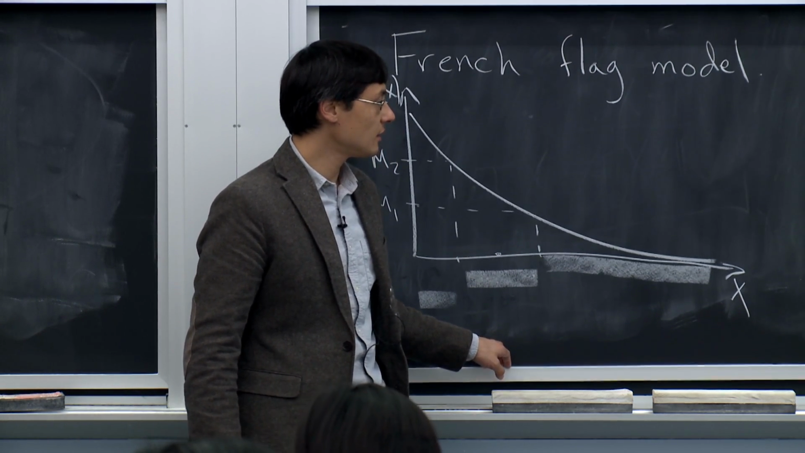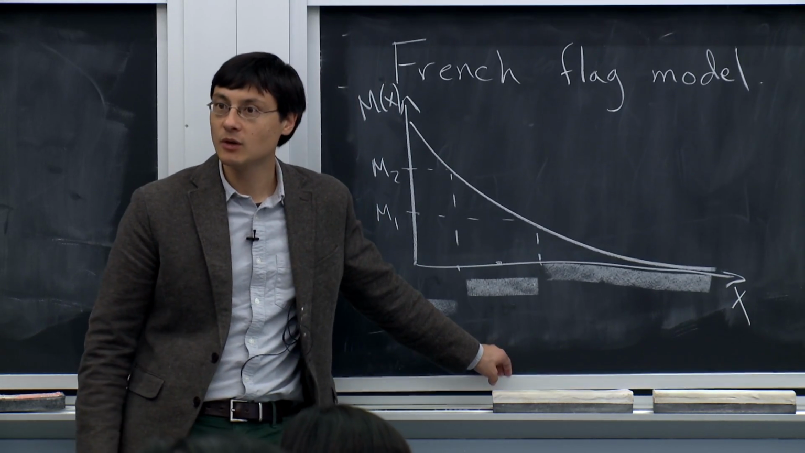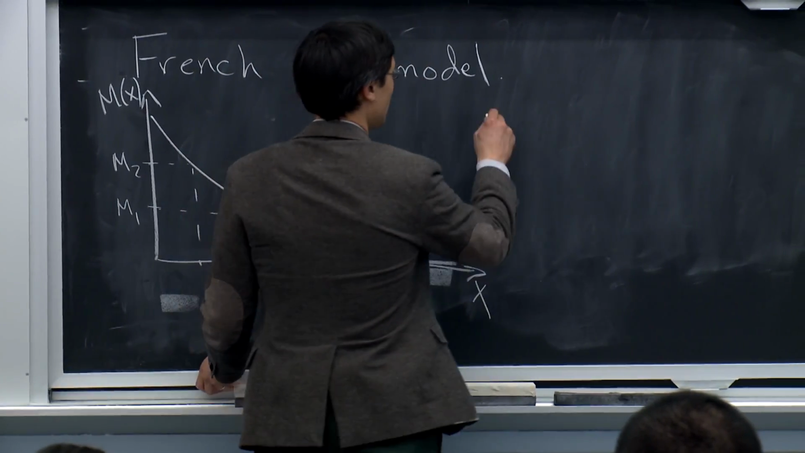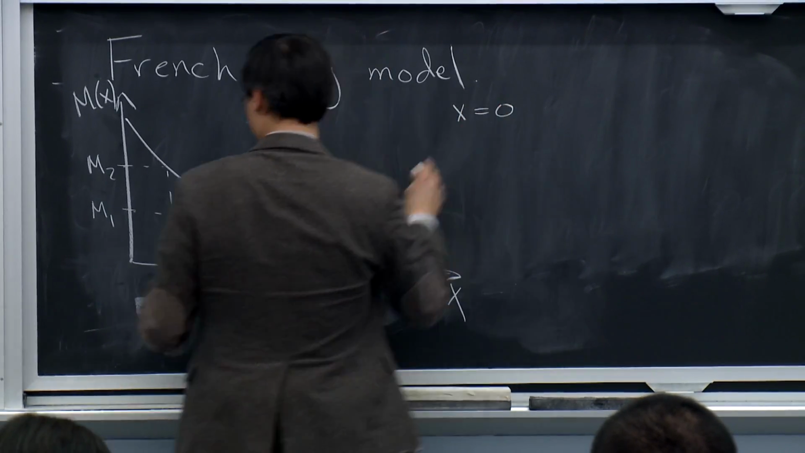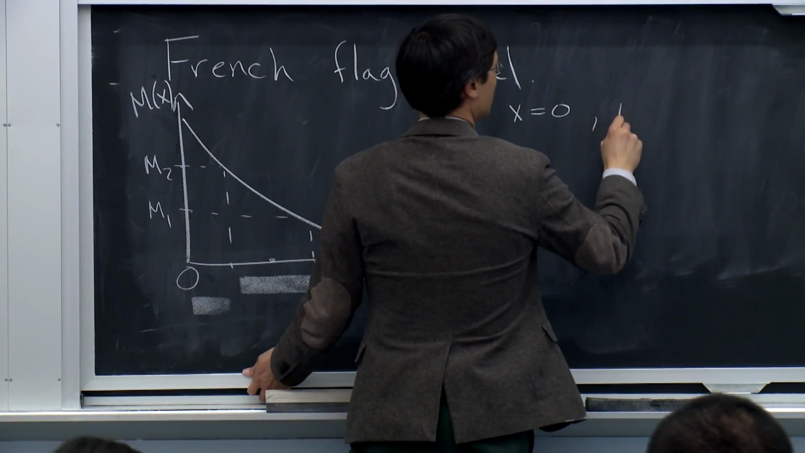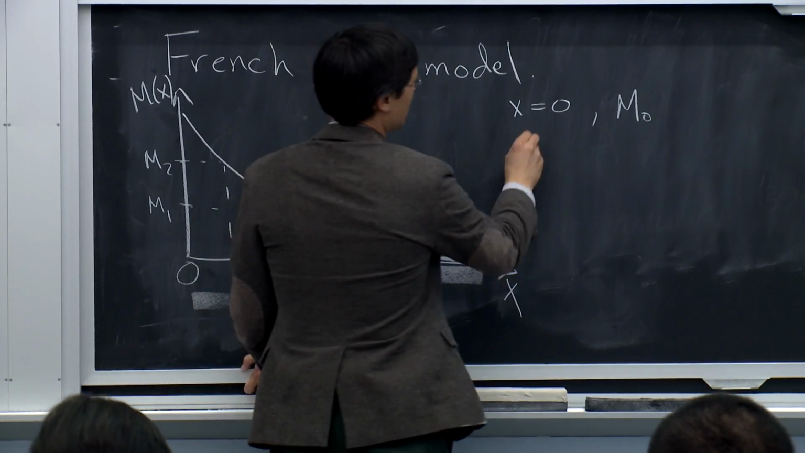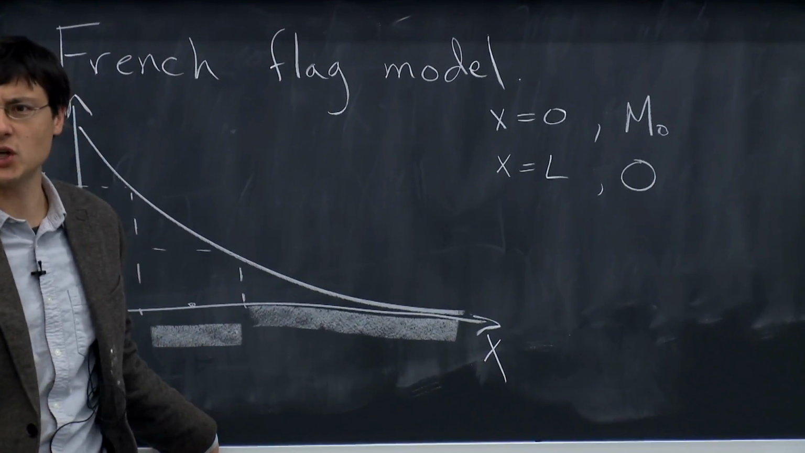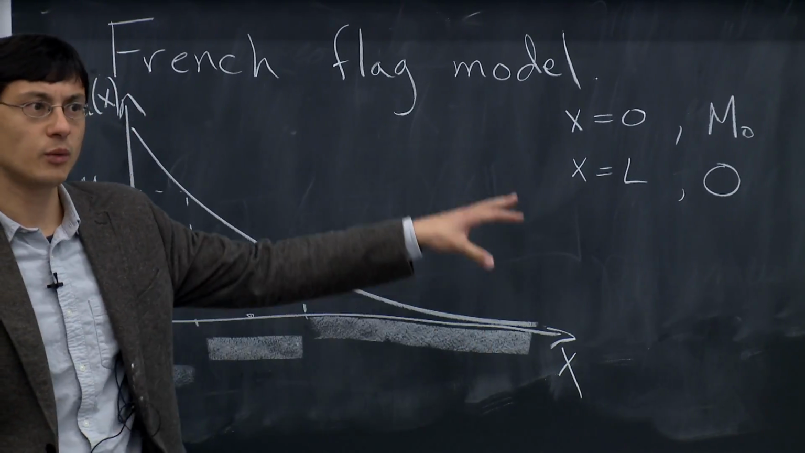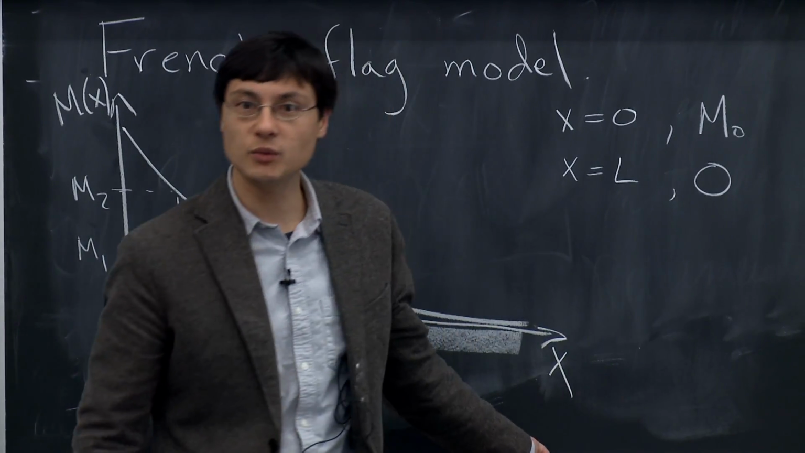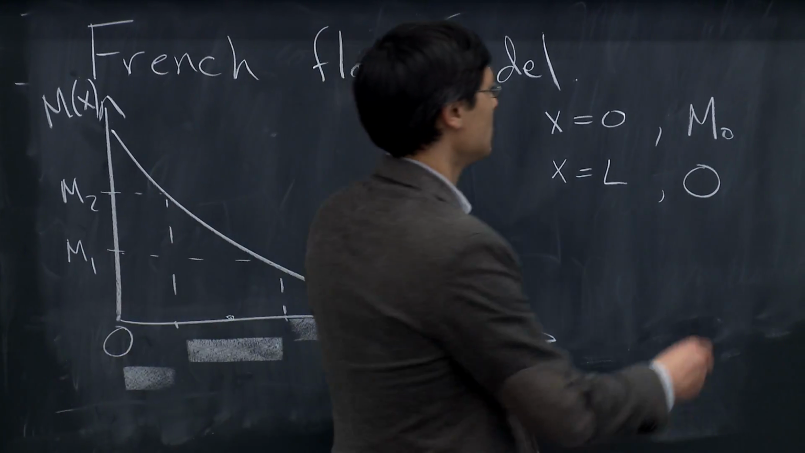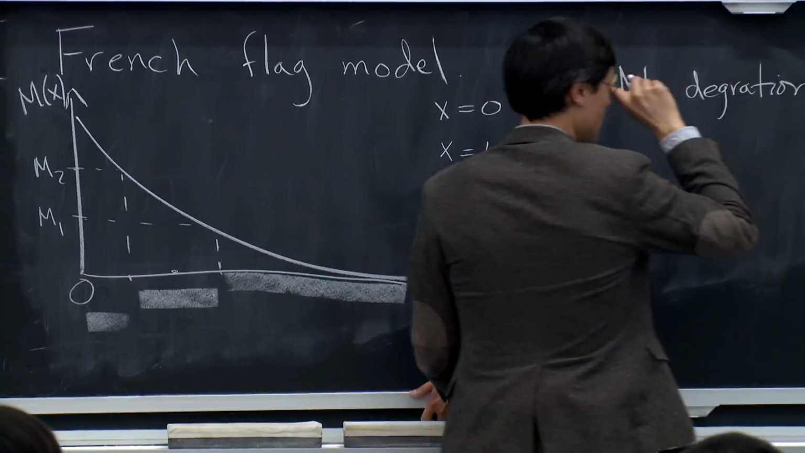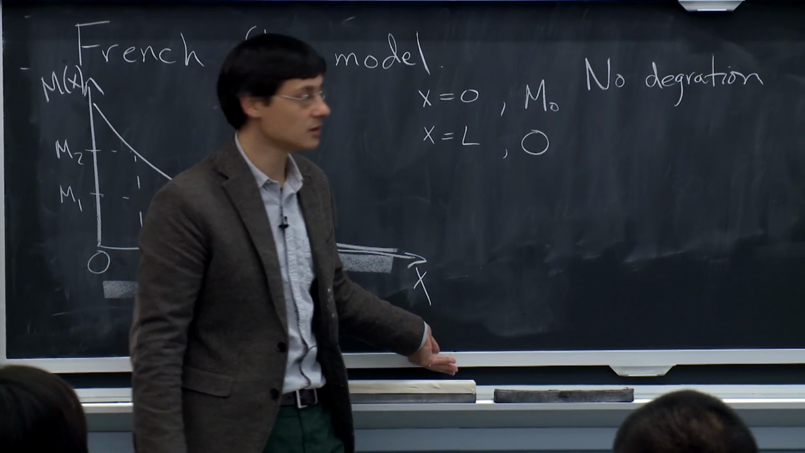Now, if you have no degradation within the body, let's just imagine, let's say that at one end, 0, we're told the morphogen concentration is M0. And let's say that at the other end, we know that the morphogen concentration is going to be 0. Let's say there's a lot of degradation at that end. All right, if there's no degradation in between, what should the profile look like, given these? So just diffusion with these boundary conditions.